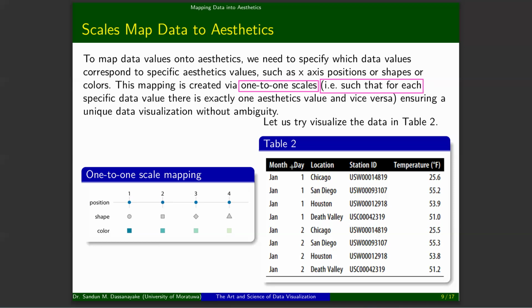Now in table 2, we have some data points: month, day, and location. And then the station ID, from temperature stations, like weather stations. You have the ID and the temperature in Fahrenheit. This is from a US data set: month, day, location, station, and the temperature. This is a table. Now let's look at how we can visualize this following our idea.